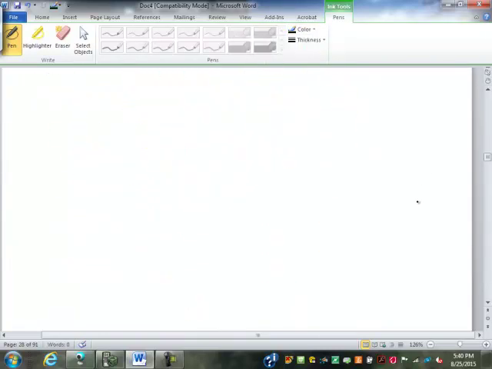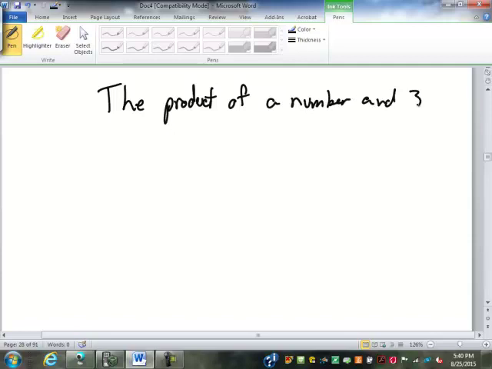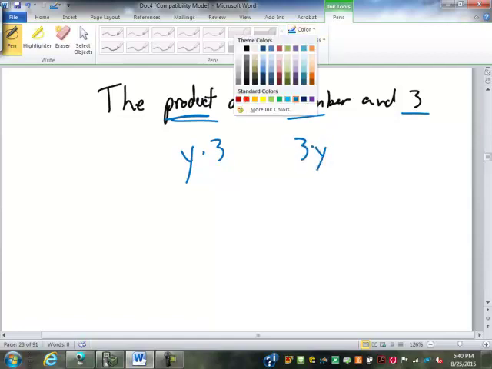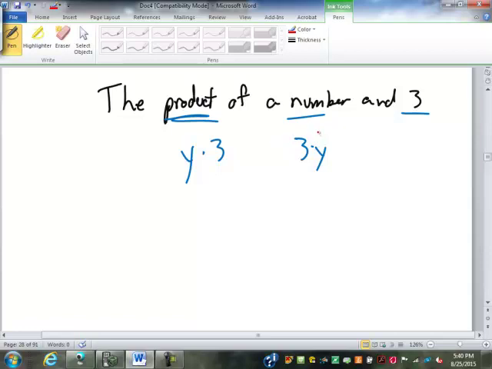We could run into things like the product of a number and 3. How would we write that? Well, first of all, what operation is that indicating? Multiplication. Product means multiply. So the product of a number and 3, let's use y for our number. Y times 3 or 3 times y. Most of the time, even though either one would be correct, when we're dealing with algebra, we tend to write, not only do we put the number first, but we leave out the multiplication and just write it as 3y.